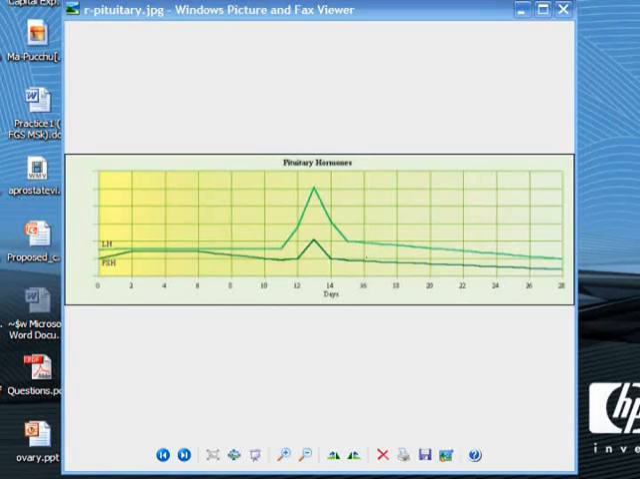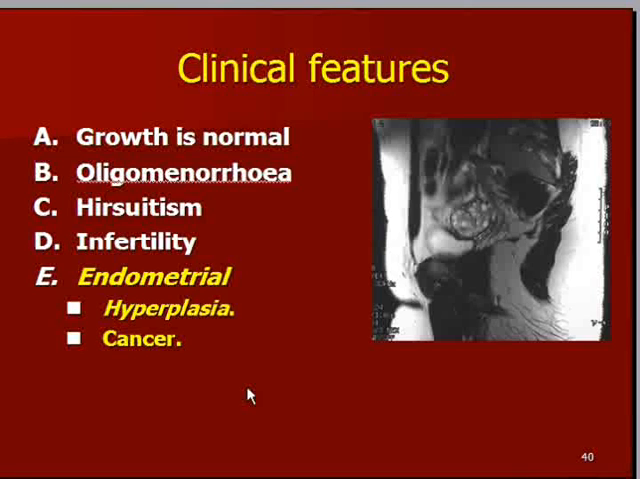So finally, in the polycystic ovary, the growth of the patient is essentially normal, which can be altered in the Leydig cell tumor. Oligomenorrhea is present. In the Leydig cell tumor, you can get amenorrhea or delayed menarche. Hirsutism and infertility can both be present in both situations. Endometrial hyperplasia is a feature of polycystic ovary. Cancer of the endometrium once again is a feature of the polycystic ovary.